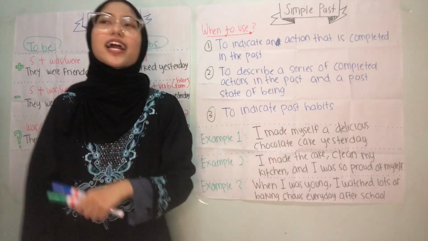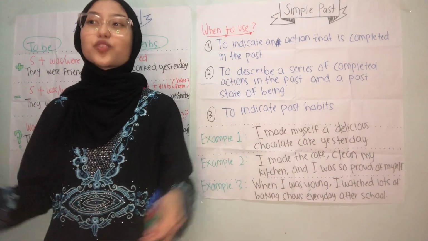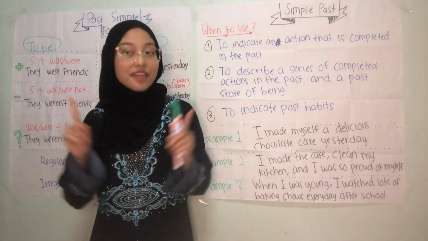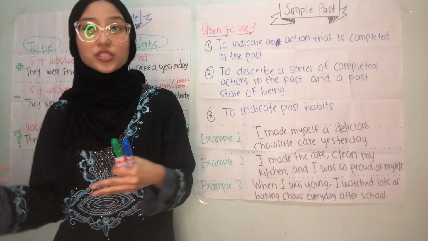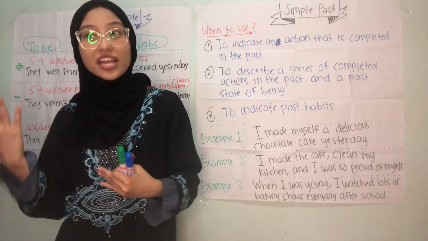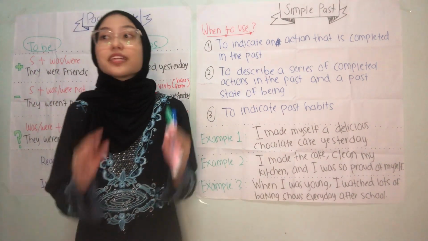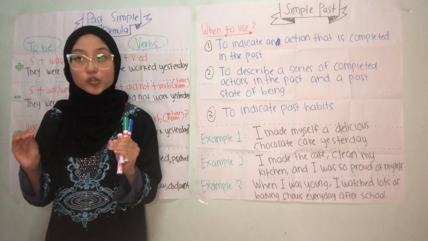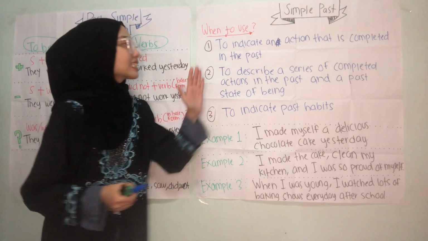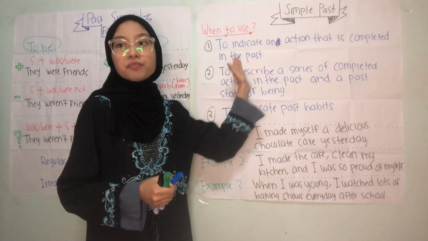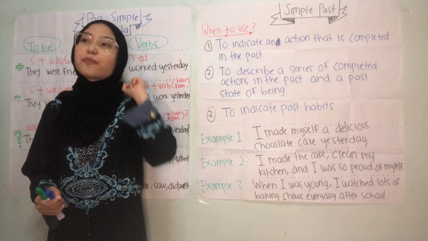So what is simple past? The simple past tense shows that you are talking about something that has already happened. Unlike the past continuous tense, which is used to talk about past events that happened over a period of time, the simple past tense is used to indicate an action that is completed in the past at a specific time mentioned.